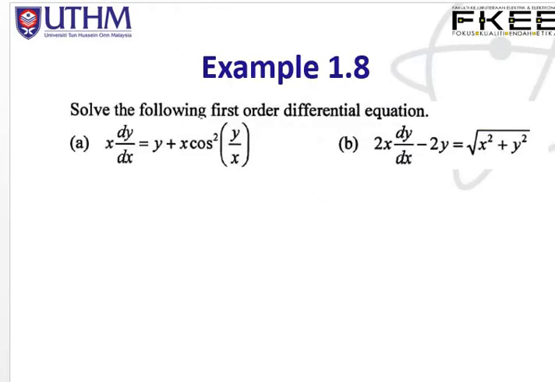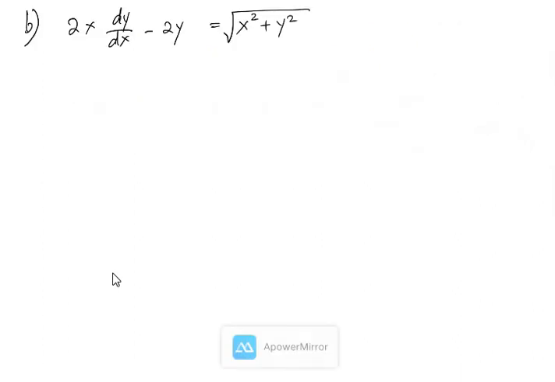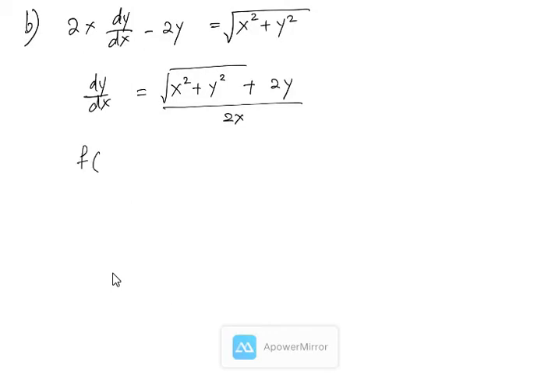The second question is 2x dy over dx minus 2y equal to square root of x squared plus y squared. Again, first of all, we rearrange the equation into dy over dx equal to square root of x squared plus y squared plus 2y, divided by 2x. So we assume dy over dx is f of xy, and then we obtain the same things.